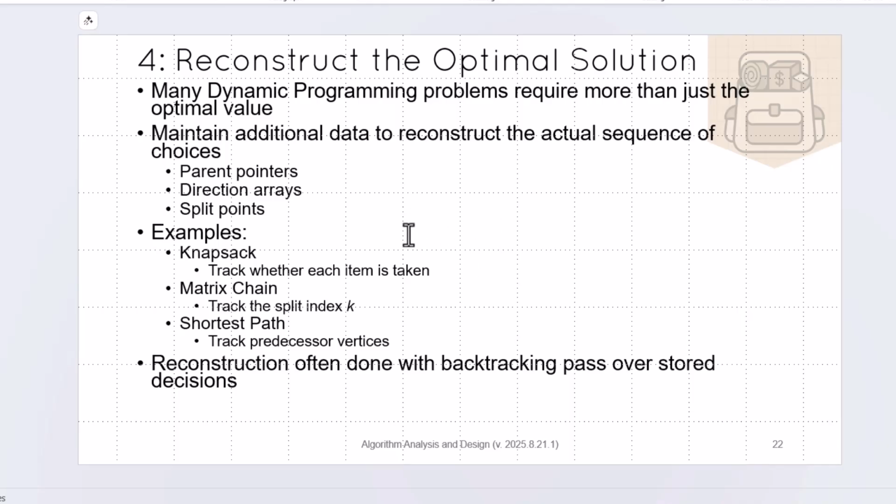The matrix chain would be we track the split index k. Shortest path is tracking predecessor vertices. So reconstruction is often done by backtracking, a pass over the stored decisions.